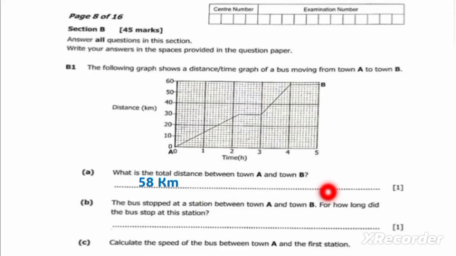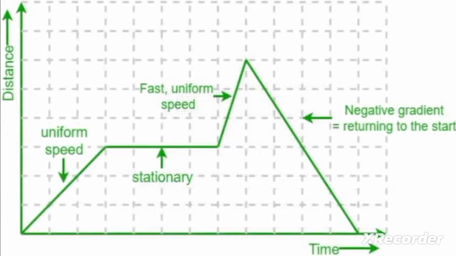Okay, so we are told that before the bus reached town B, the bus stopped within the journey, or within the trip. So we are asked to give the time it took for this bus to be at this station. Okay, so what are we going to do to find the time? To find the time, let us make use of the information given here.